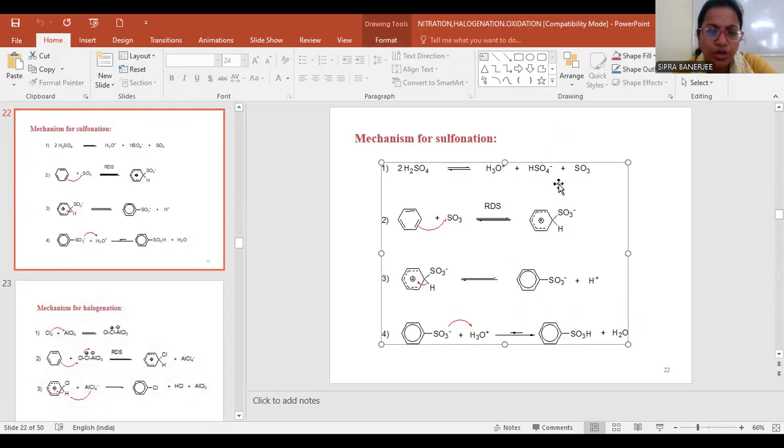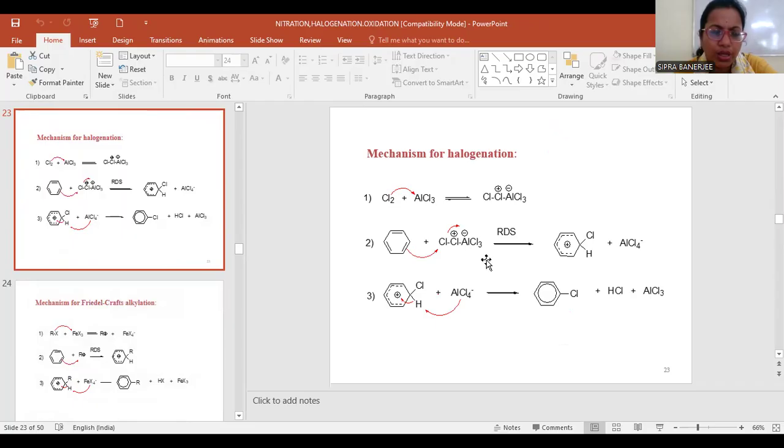In case of sulfonation, SO3 and H2SO4 are added, and the SO3 group forms a carbocation. Then hydrogen is removed. Then another proton, an H+ ion, reacts, and it forms SO3H. Next, coming to the halogenation part.